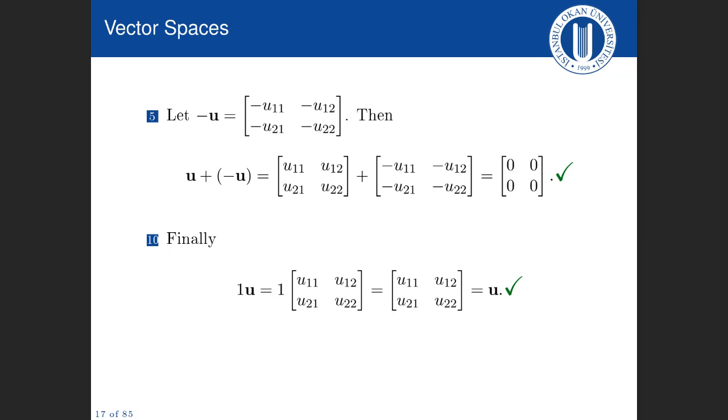So assuming that you've proven the axioms, which I didn't, this proves that our 2 by 2, or M22, if you prefer that notation, is a vector space.